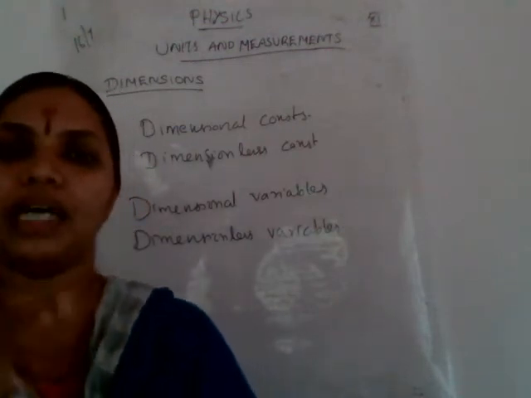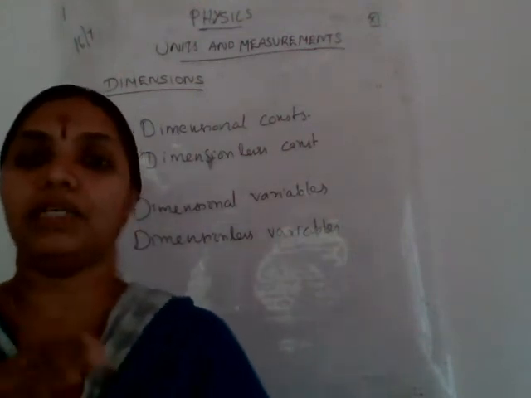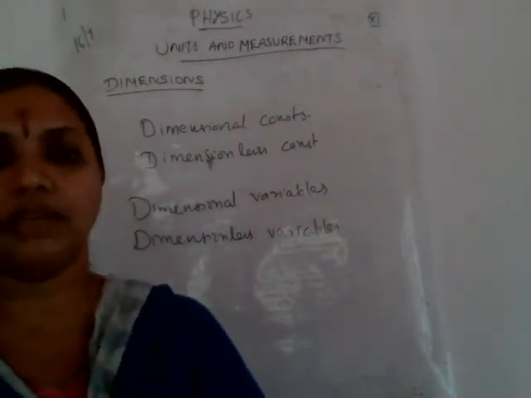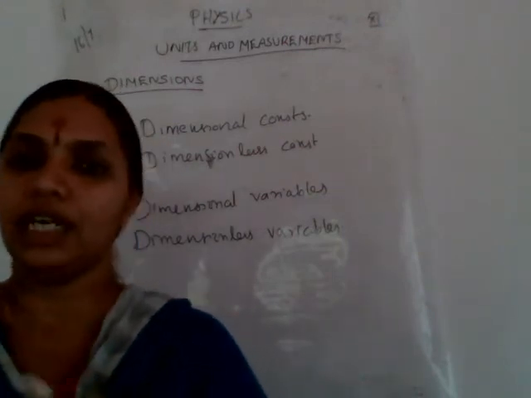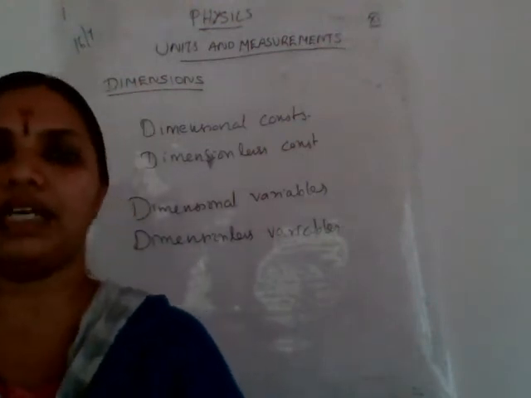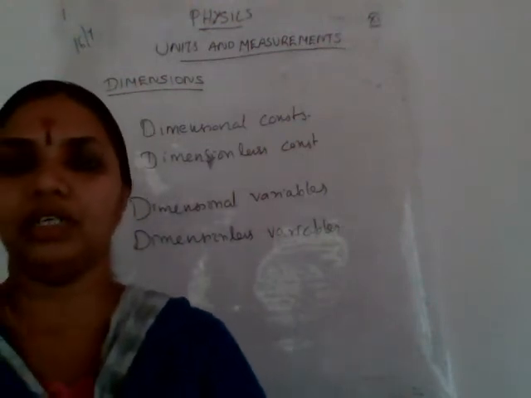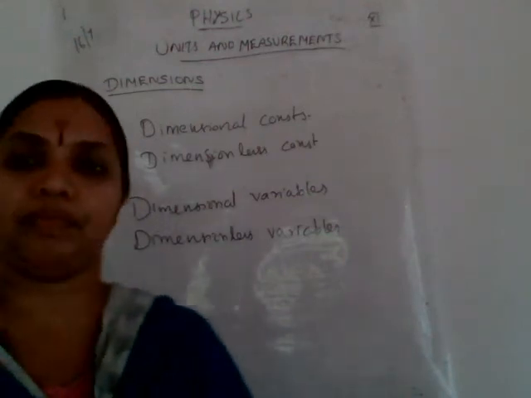Isn't it? So dimensional constant and dimensionless constant. Then what is dimensional variables? Yes, it is a varying quantity. Like force, it is a varying quantity. It is having the dimension. Velocity, it is a varying quantity. It is having the dimension. So such quantities are known as dimensional variables.